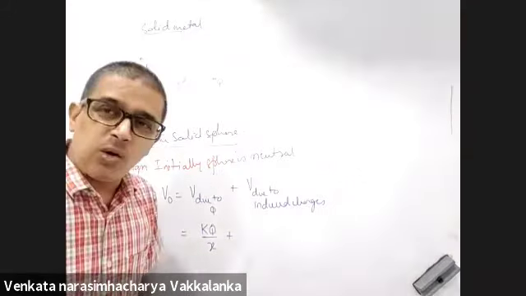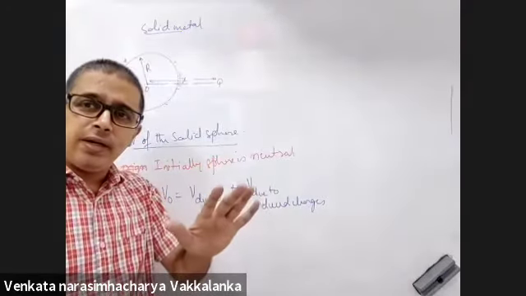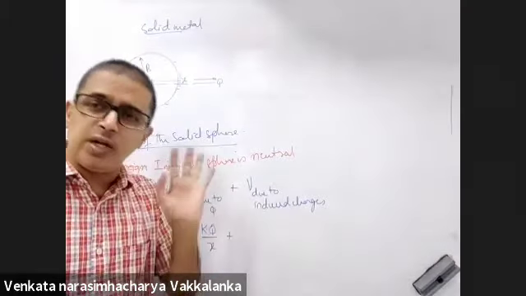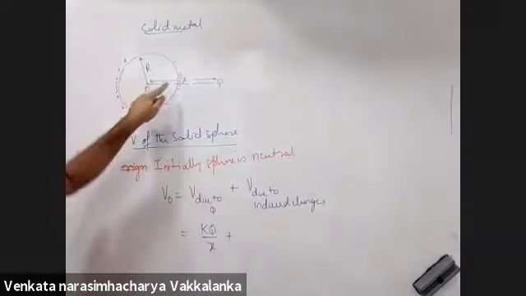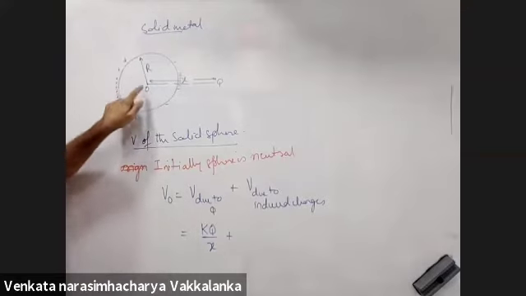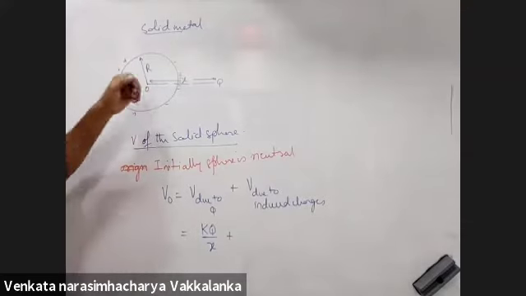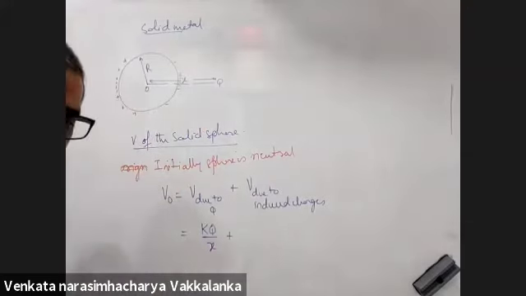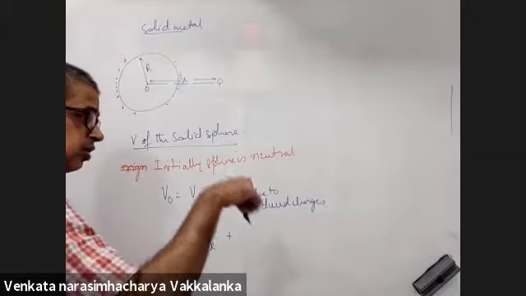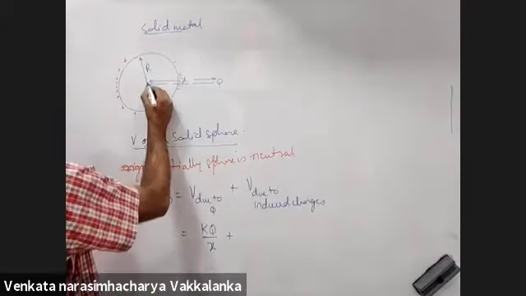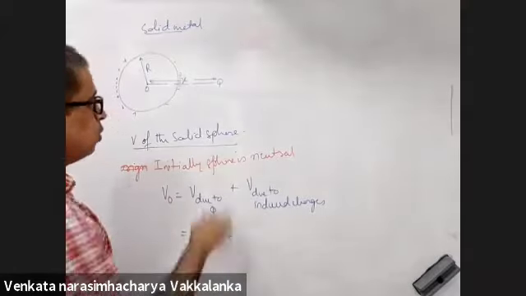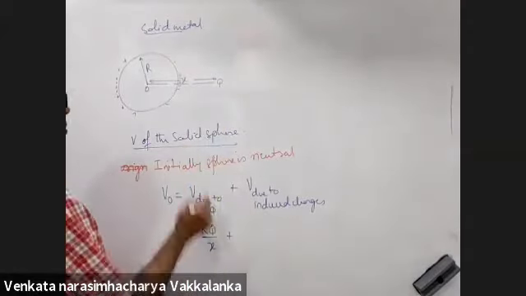Why are you finding out at O? It's a solid metallic sphere. All throughout the solid sphere, potential will be the same. If I know the potential at O, I know the potential all throughout the body. Why did you select O? Because I can calculate the potential at O. Because of Q, it is KQ by X.